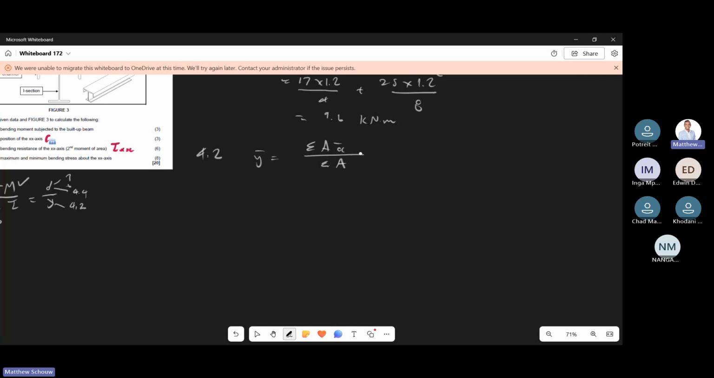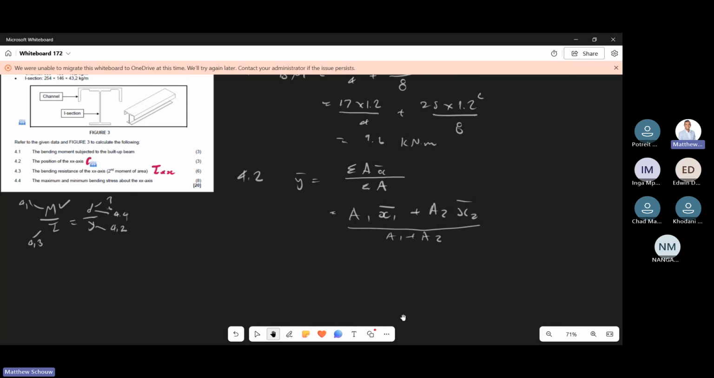And this is a general approach. What I mean is that you're going to say area one, whatever we're going to call area one, times from a reference point to its center, plus area two, which is the next element, times from a reference point to its center, divided by area one plus area two, right? So let's quickly do this.